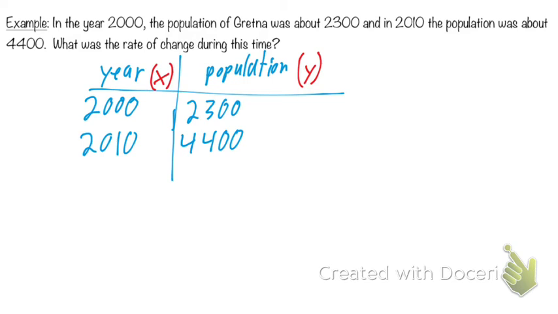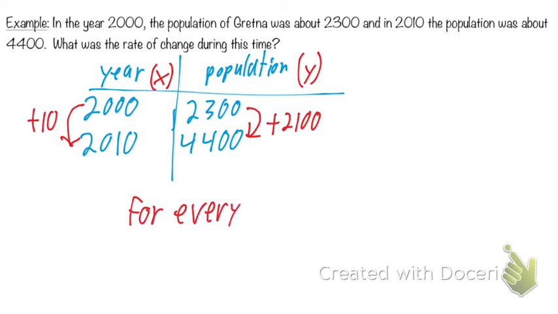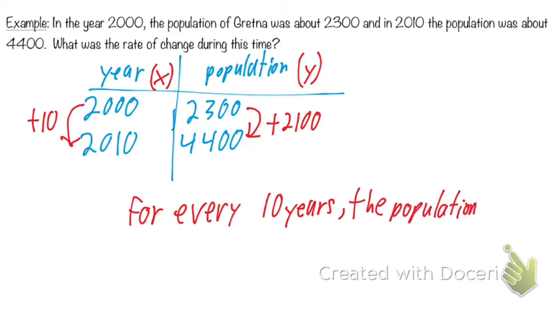So how would we find the rate of change during this time? Courtney, go ahead. So you look at how much the year went up, what you're given, which is 10 years. And then the population went up 2,100. So you could say for every 10 years, the population grew by 2,100.